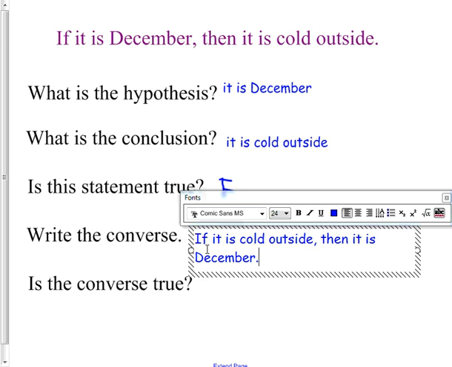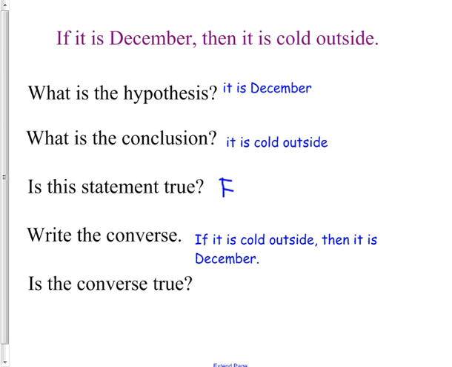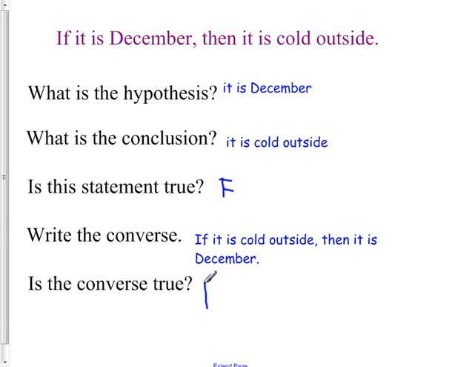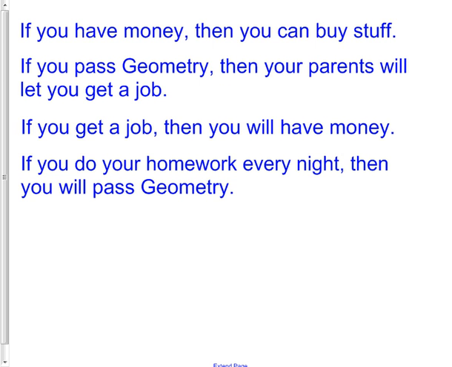Okay, is this statement true? So if it's cold outside, then does it have to be December? And of course, that answer is false as well. It could be cold anytime. It could be cold in January. It could be cold in February. Sometimes it's cold in Minnesota in June. So if it's cold outside, then it's December. That is not true. All right, one more slide here, and then we'll be done for this lesson.